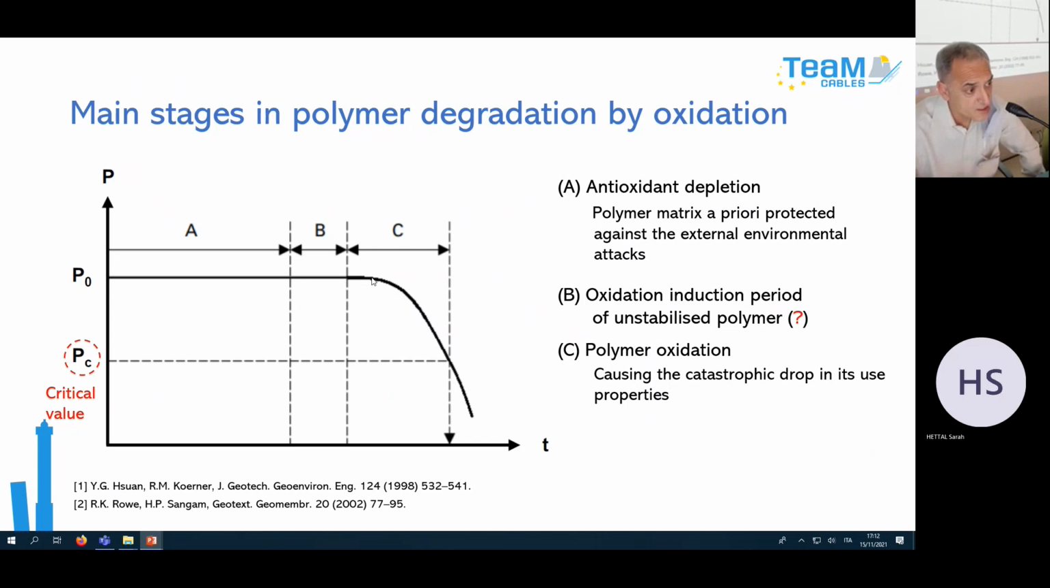And so you have to wait a certain time to detect oxidation. And when oxidation is detected by classical physical-chemical techniques, you have a catastrophic decrease of the use properties up to the failure of the polymer part. So it is conventional in the literature to define the lifetime of the polymer piece on the basis of a critical value of the use property, noted here PC. In fact, this value is often called the end-of-life criterion.